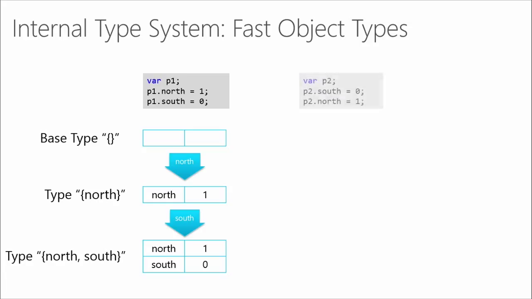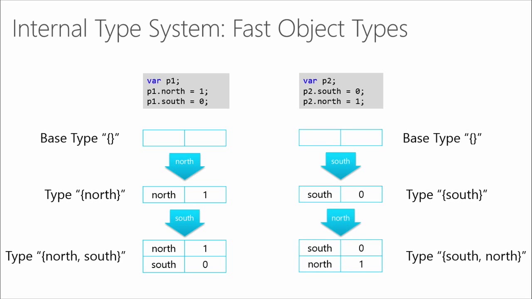And then let's look at the next. There's another object you created. And then you assign the property south first and then north. So this has to do with property layout. The values don't necessarily have to be the same, but it is important the order in which the properties are assigned, or if it's an object literal, the order in which the properties appear. The property layout. Some engines call this a hidden class. Chakra calls it a type. Others may call it a shape. But it's all talking about the same thing: how the object is represented behind the scenes, and the layout of the object.